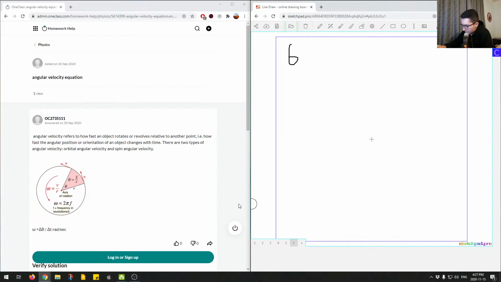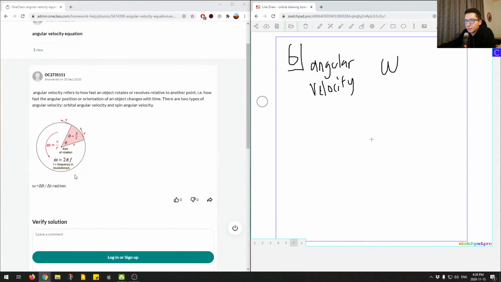Alright, so question number 6. Angular velocity equation. So we're trying to find what is angular velocity. The variable that is used for angular velocity, so I'll write that down, is kind of like a W, a curvy W. I forget the exact Greek name for this, but this is the symbol that we'd use for angular velocity.